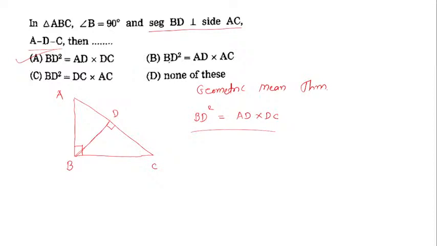Now we may get confused if we have other options, like BD square is equal to AD into AC, or BD square is equal to DC into AC, but that's not the case. We have to just remember that by drawing a perpendicular, we get two smaller segments, and we should take those two smaller segments and their product, as it is the geometric mean of those two. Okay, so this is a straightforward question. If we know only the geometric mean theorem, we can solve this question. We only have to take care that we do not get confused.